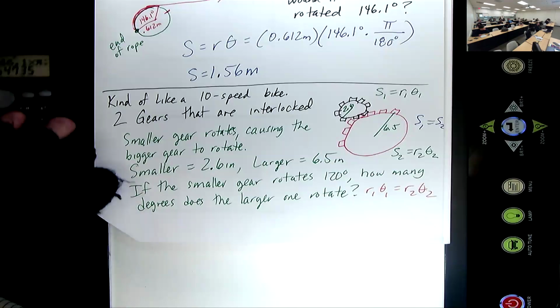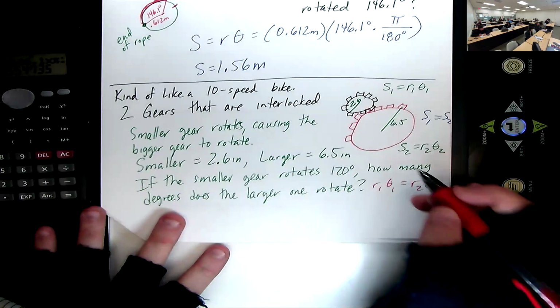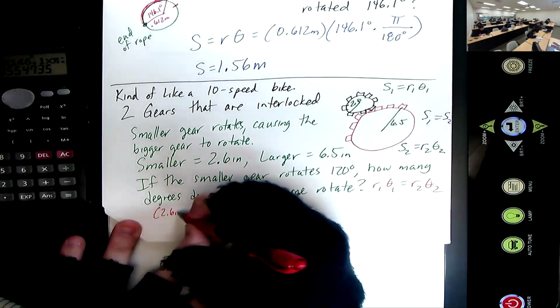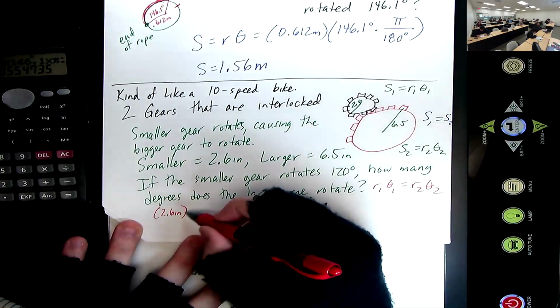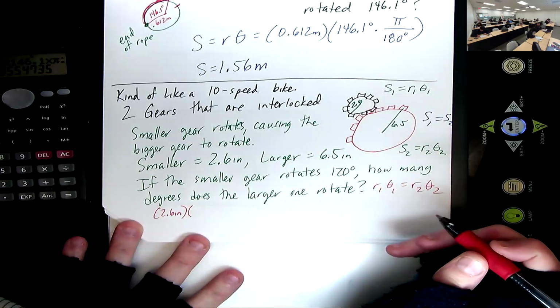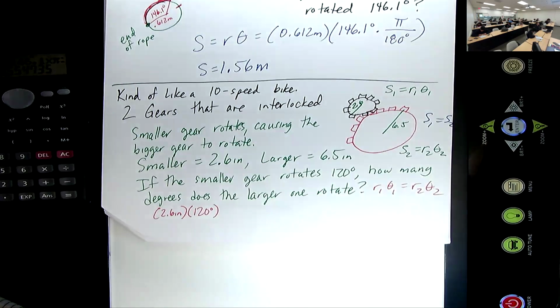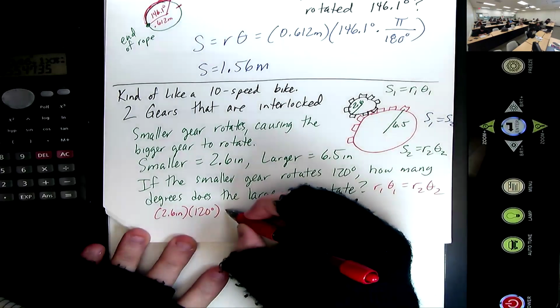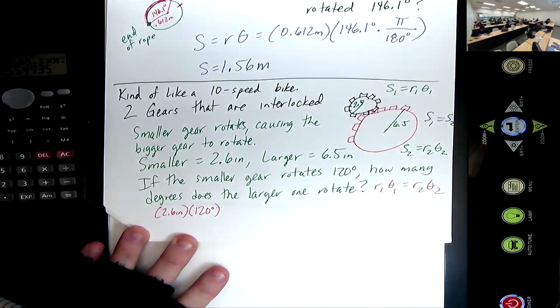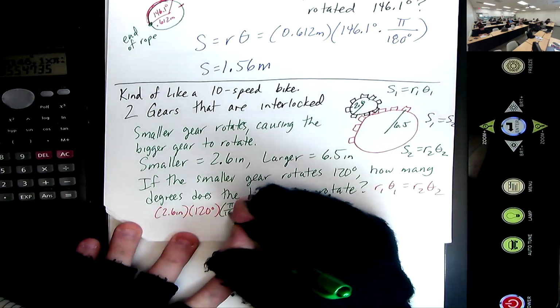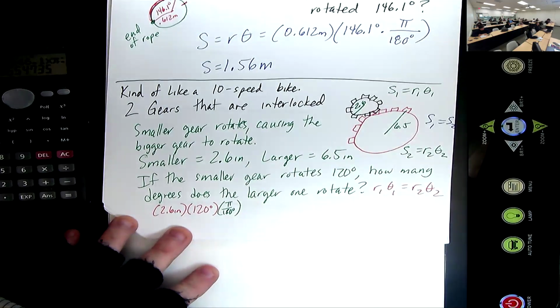And we have some information for these. R1 was 2.6 inches. Theta 1 was 120 degrees. I could do the pi over 180, but I have to do the pi over 180 on the other side too, and now I convert it to radians. And I don't want radians, I want degrees, so I'm actually gonna leave this in degrees here. But maybe I'll show the pi over 180 on both sides.